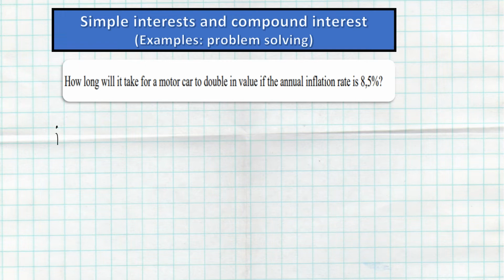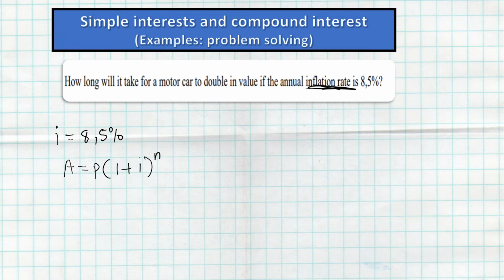So we are given the rate there, it's 8.5%, right? When they use the word inflation, we know that the formula we're going to use is for compound interest, because it's also used for calculating inflation.